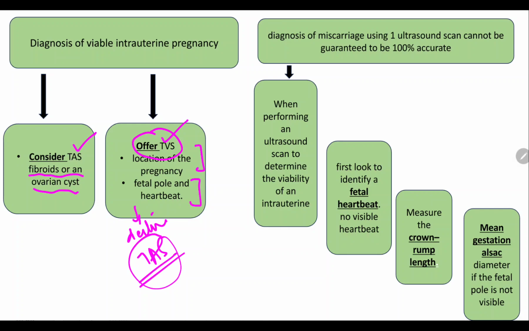Now the other thing, when you can consider the transabdominal scan, is if she is having fibroids or an ovarian cyst. So when in the exam you get a scenario with a woman having a fibroid and ovarian cyst in early pregnancy, you have to consider TAS instead of going for offer TVS. This is very important for your EMQs in MRCOG2.